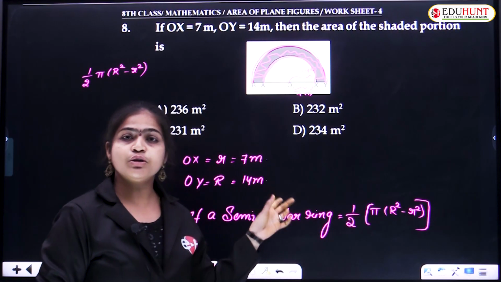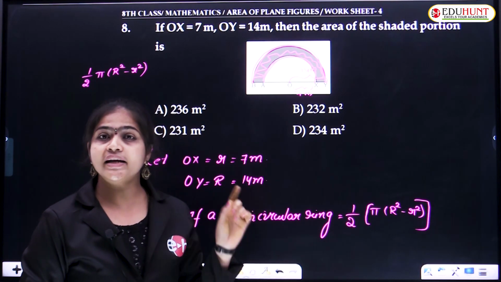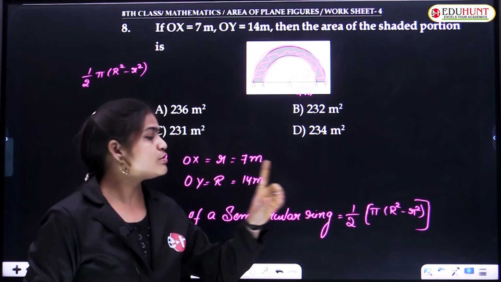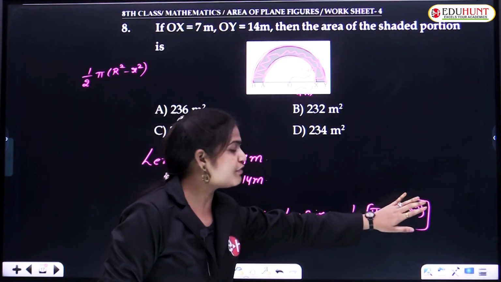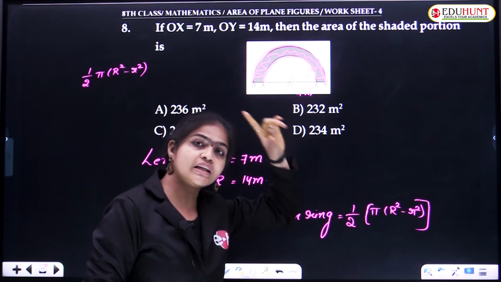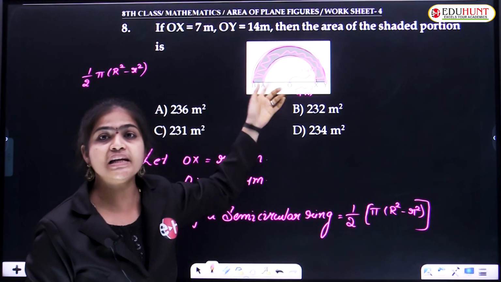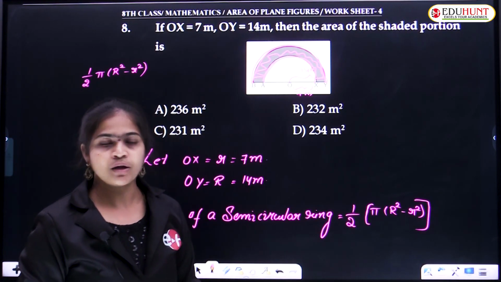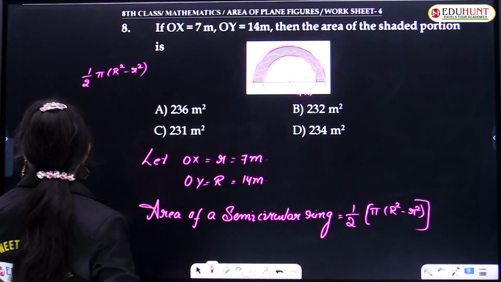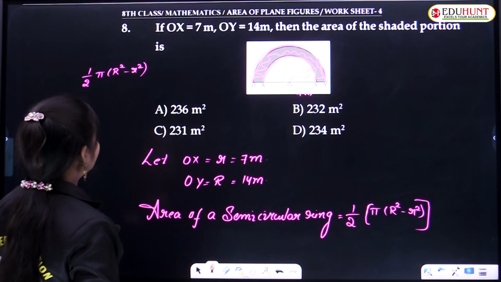Okay. The 7th question was related to a quadrant. Quadrant means 1/4 part, no? So that's why in that 7th question we multiplied the area of the circular ring with 1/4. Now here half of the circular part is there, no? That's why that is a semicircular ring. Now see here, how will we get the value?